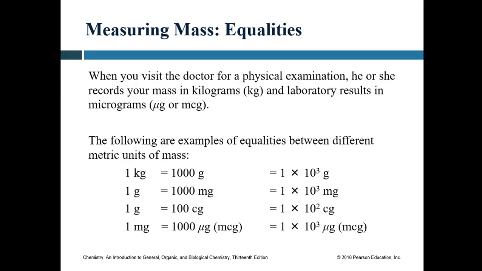When you visit the doctor for a physical exam, he or she records your mass in kilograms, and for any shots, the laboratory's results might be in micrograms. The following are examples of equalities between different metric units of mass. A kilogram is 1,000 grams. A gram is 1,000 milligrams. Milli is much smaller than a gram. And our centigrams are much smaller than grams. It takes 100 of them.